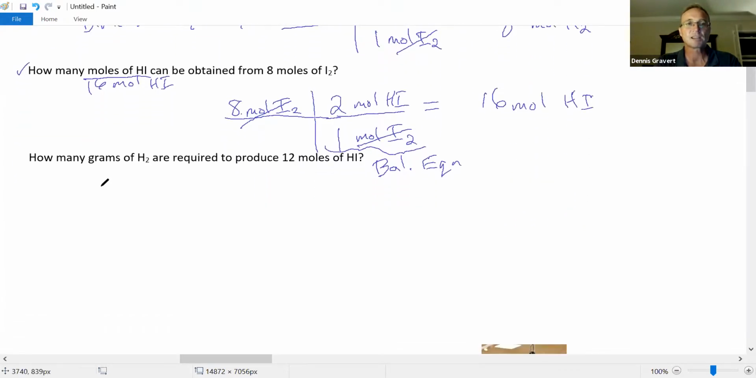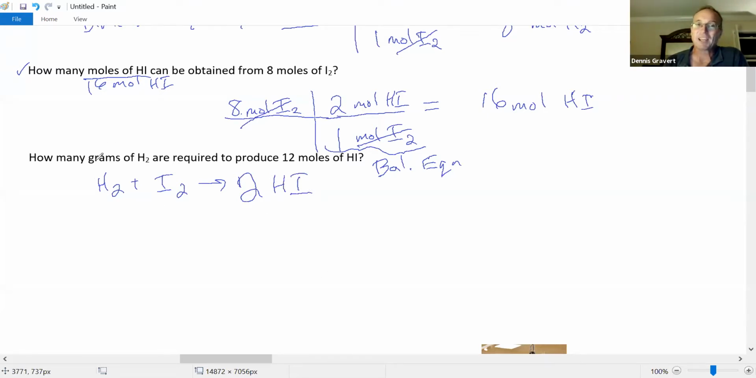Okay, let's look at this one now. This question says, how many grams of hydrogen are required to produce 12 moles of HI? Okay, now you need to start showing some work. You still got the balanced equation. It's at the top of the screen, but let's rewrite it. H2 + I2 → 2 HI, balanced equation.